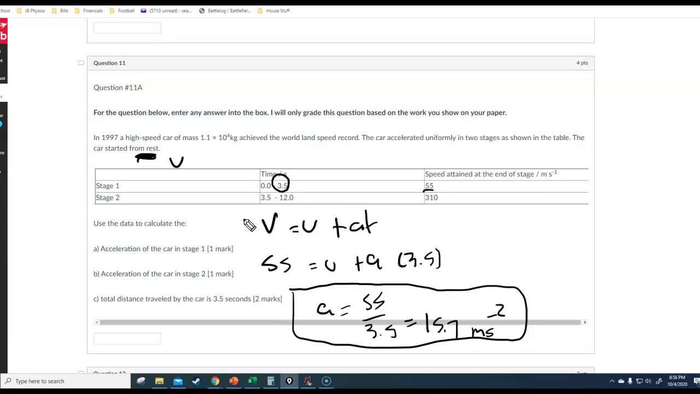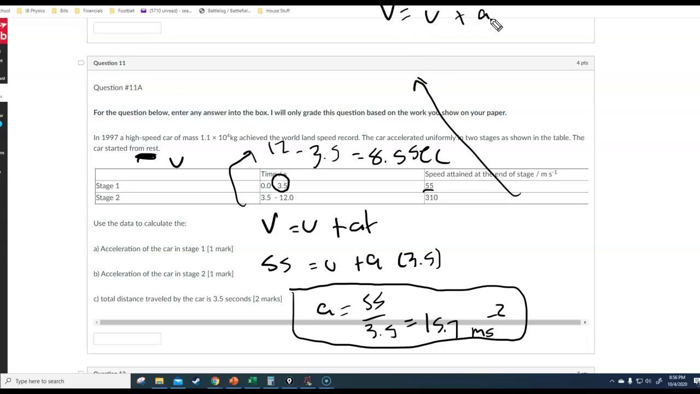Now for B, again, most people did fine on this question. Most people realize that the time for stage 2 is just the difference between these two times. So 12 minus 3.5 is the time it takes for stage 2 in this case, which is 8.5 seconds. Where some people went wrong for B though, was when you go to plug into the equation, the initial velocity is not 0. Because stage 2 starts immediately after stage 1, and so the initial velocity is 55.